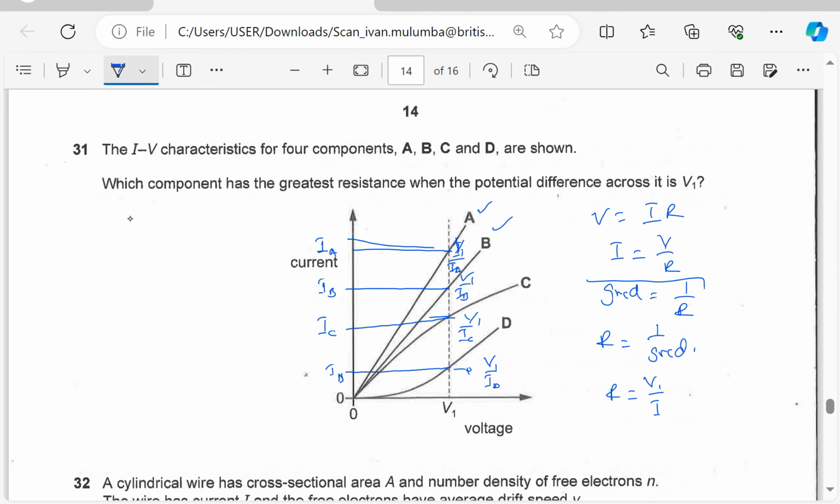So we want to find the one with the greatest resistance when the potential difference across it is V1. So we want the one with the greatest resistance. So note that IA, IB, and IC, these are big values. Now we have to choose between C and D.